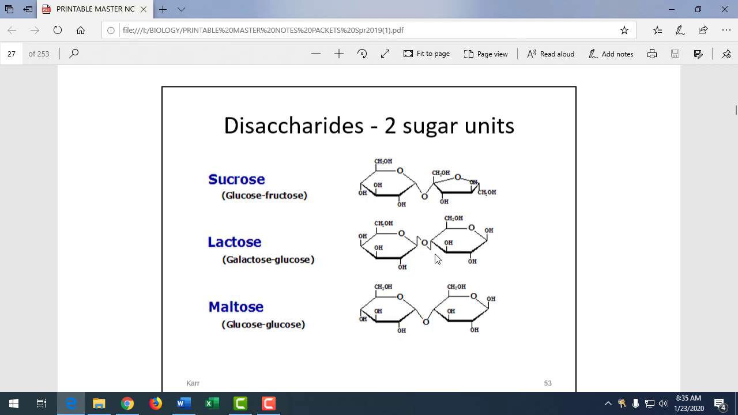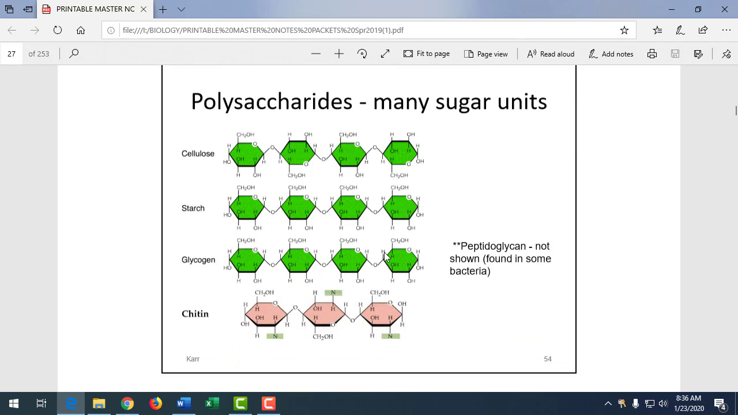Poly means many, like a polygon means many. So a polymer means there's many sugar units bonded together. So like a protein is a polymer of amino acids we're going to talk about. There's many amino acids bonded together to make a protein. So this is not really a polymer yet because there's just 2 sugar units. But when we get to the polysaccharides, many sugar units.